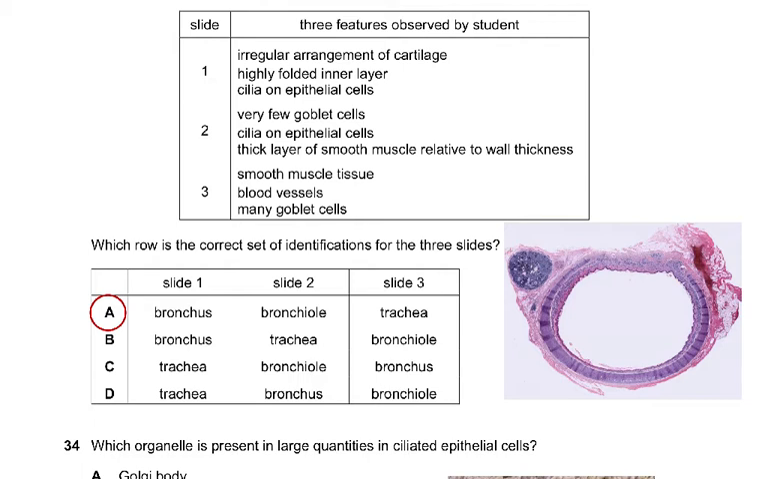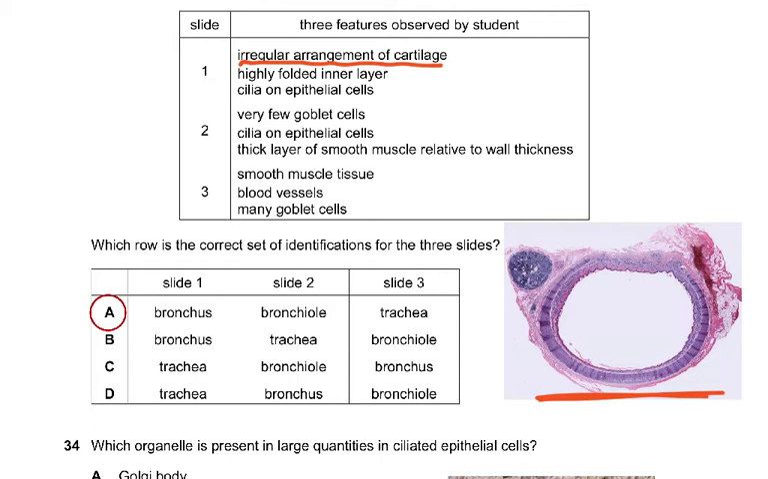Now, you see, irregular arrangement of cartilage. Now, what you all have to remember is the trachea has a C-shaped cartilage, very regular. This is the diagram that I've given you, this slide, to be able to figure this out. So irregular arrangement of cartilage has to be a bronchus. It can't be trachea. Trachea has got a very regular arrangement. So then the answer was only A and B.